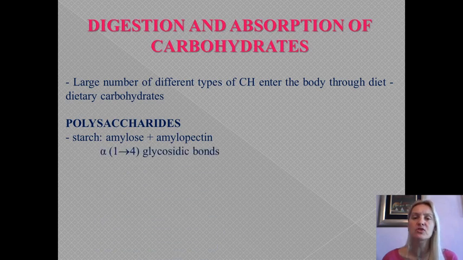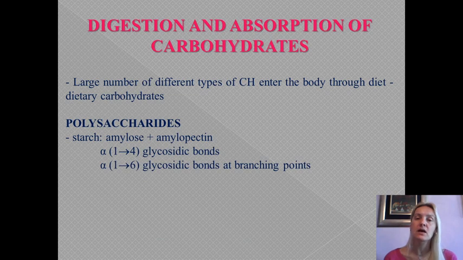Exactly. So we have two types of bonding. First, we have alpha-1,4 glycosidic bond, which is found in those linear parts of starch molecule between two molecules of glucoses. And at branching points, there is alpha-1,6 glycosidic bond present in molecules of amylopectin.